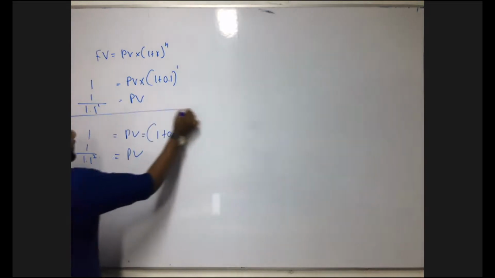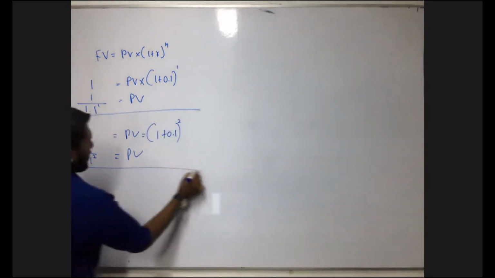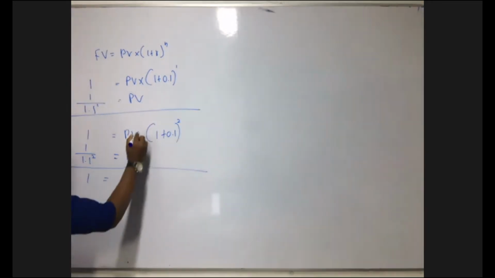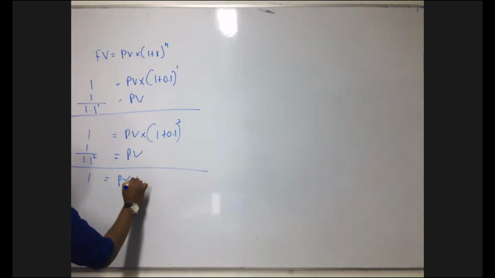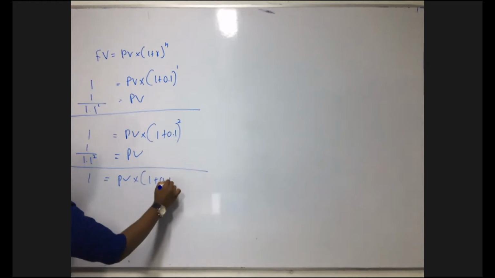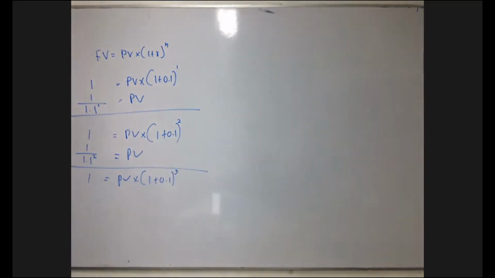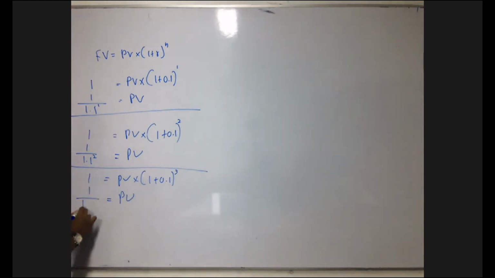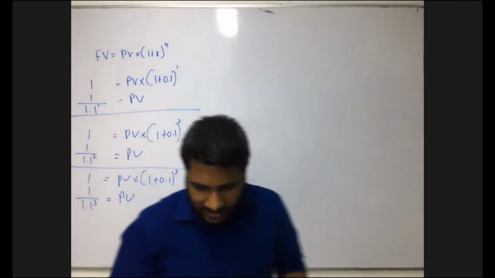And next one, what they are asking is the third question. One is the amount that you will be getting in the future. Present value in 1 plus 0.1 to the power 3. Then your present value is equal to how much? 1 divided by 1.1 to the power 3. Can you give me the answers, guys?